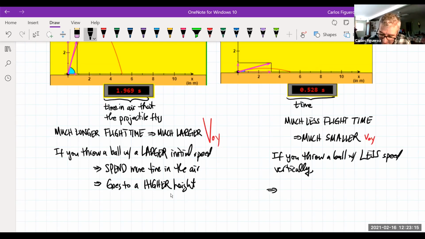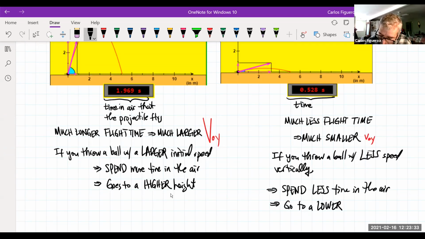vertically, what does that mean? It's going to spend what? Less time in the air. No surprise. And what's going to happen? It's going to go to a lower height. So anytime you see the components of V initial y versus V initial x, it's going to give you that detail right there. Okay, so physically, that's what that means here.